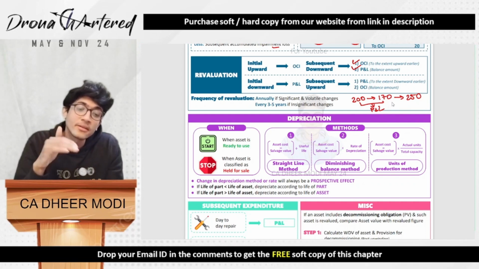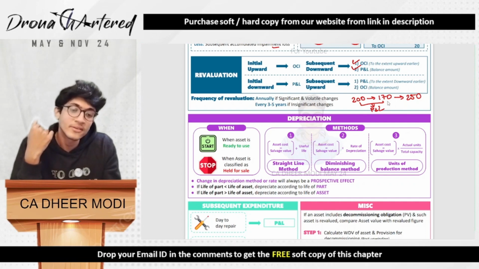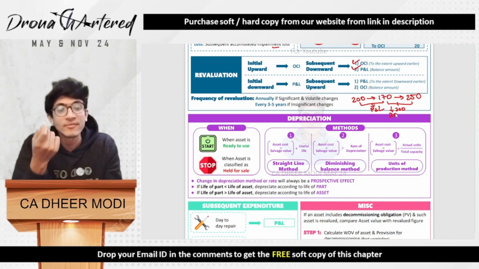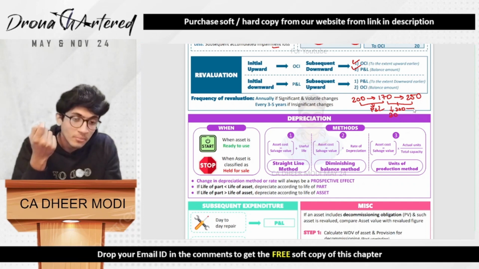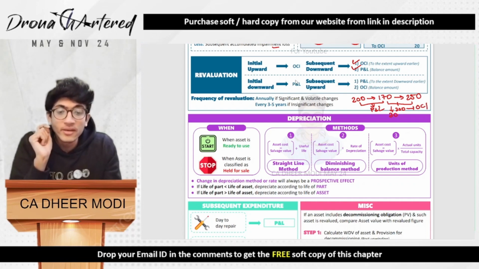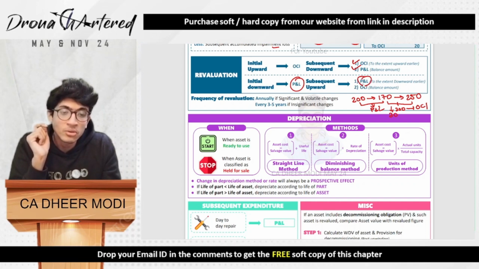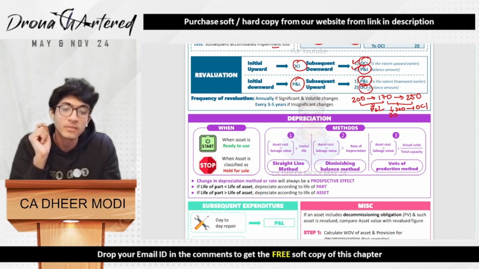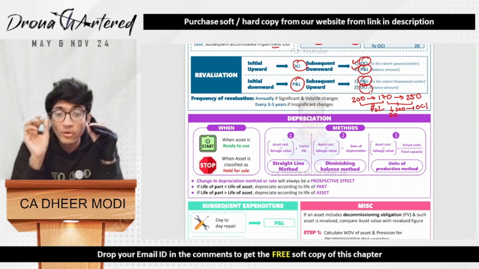Now, when this asset is revalued to 250, again, this journey will stop midway. Between 170 and 250, this will first stop at 200. That means this 30 rupees will again be credited to PNL first. And then the journey from 200 to 250 will be sent to OCI. Okay. So if first we did PNL, then over here also first we do PNL. If first we do OCI, over here also first we do OCI. Over here balance will be PNL. Over here balance will be OCI. Clear? I hope this is very clear.